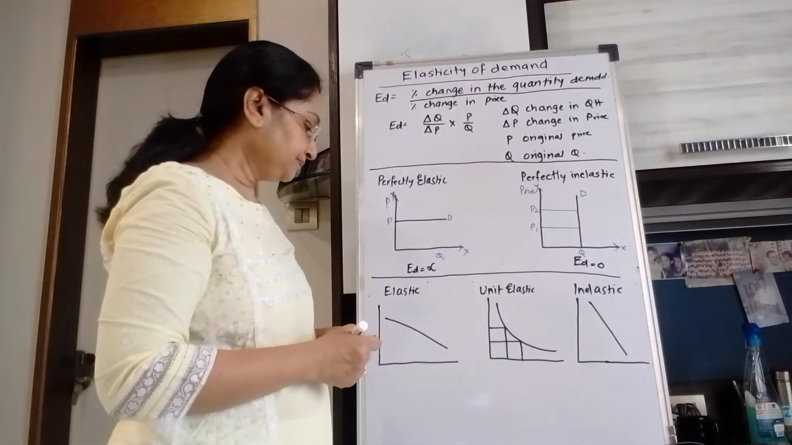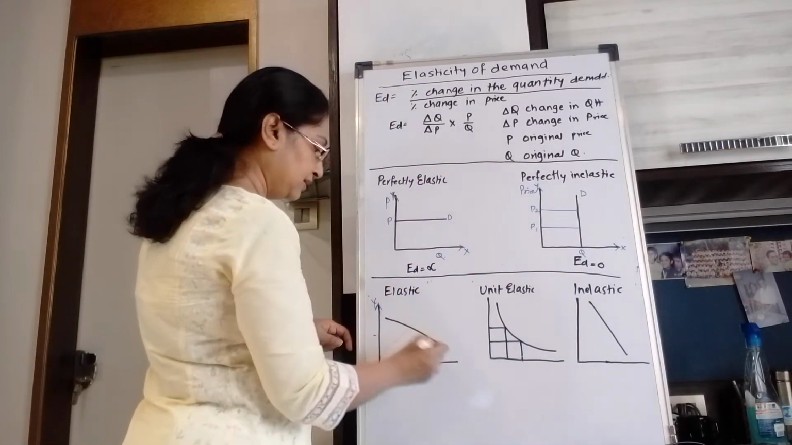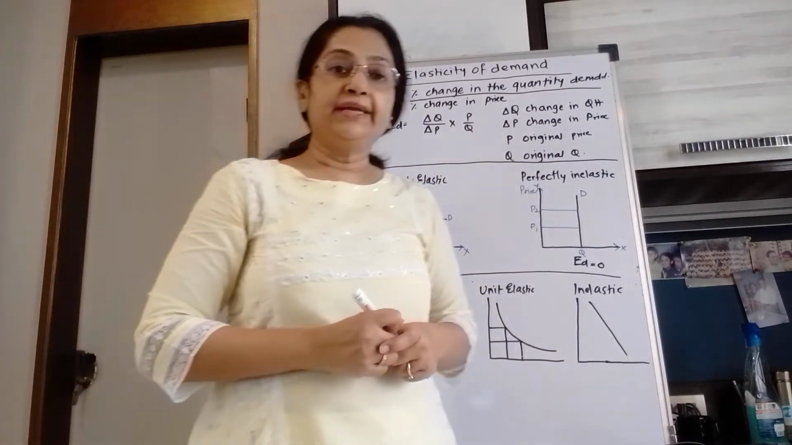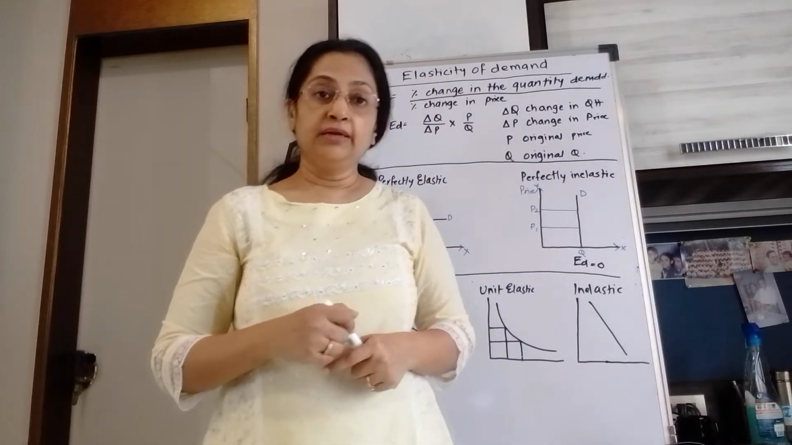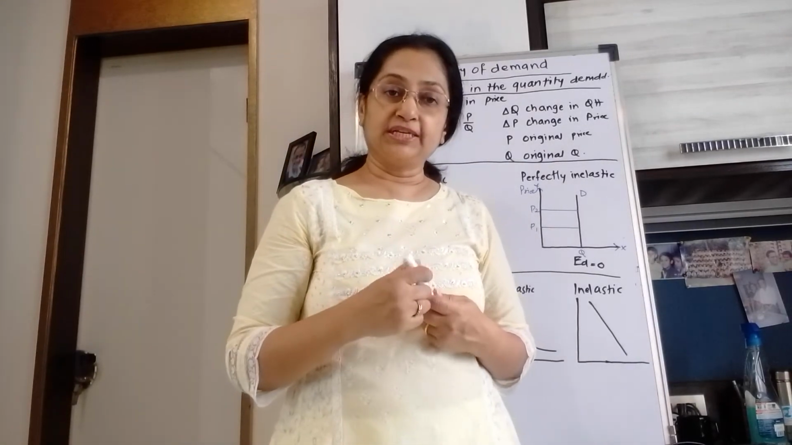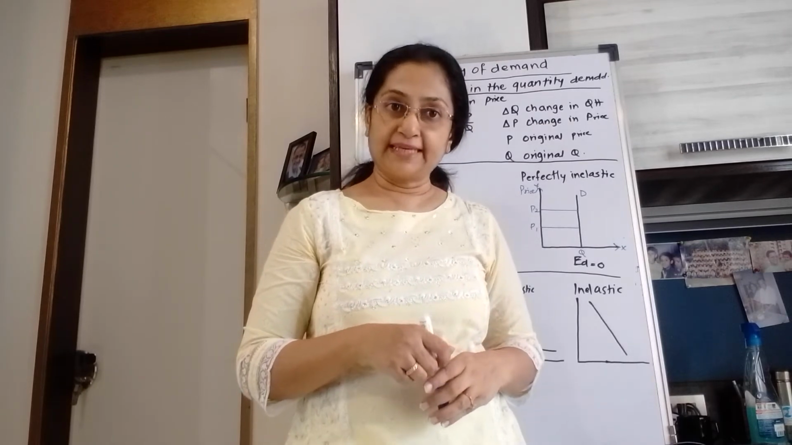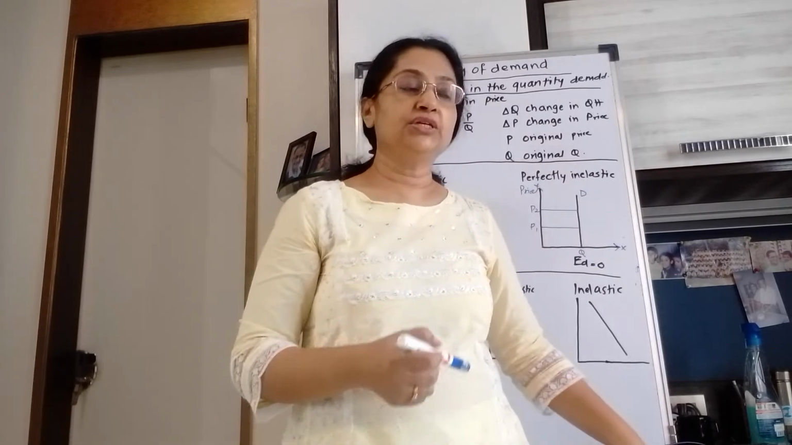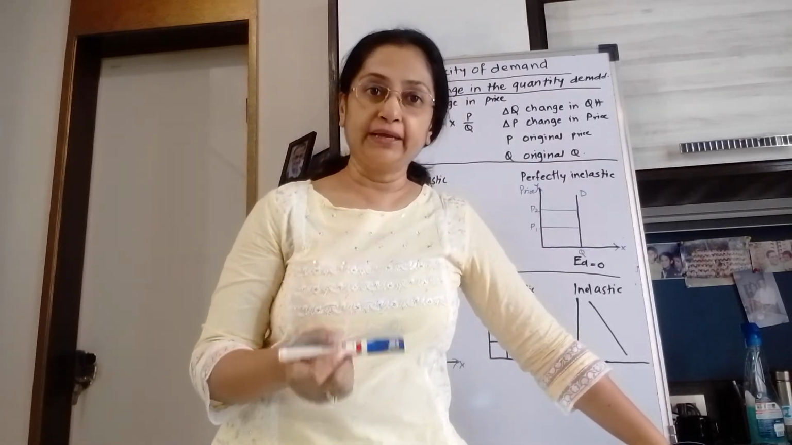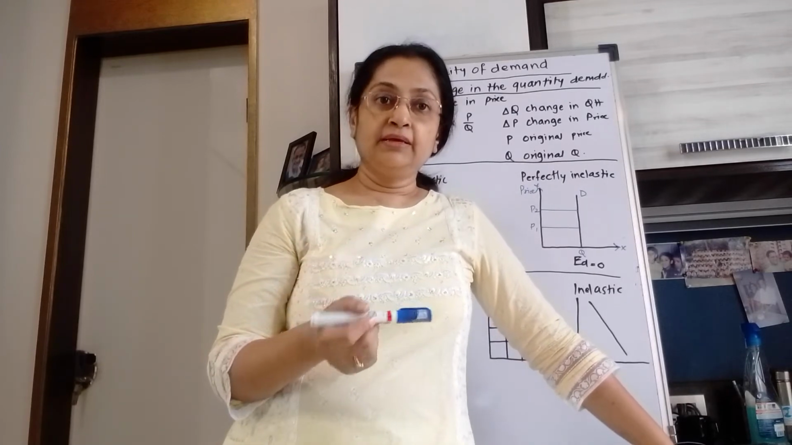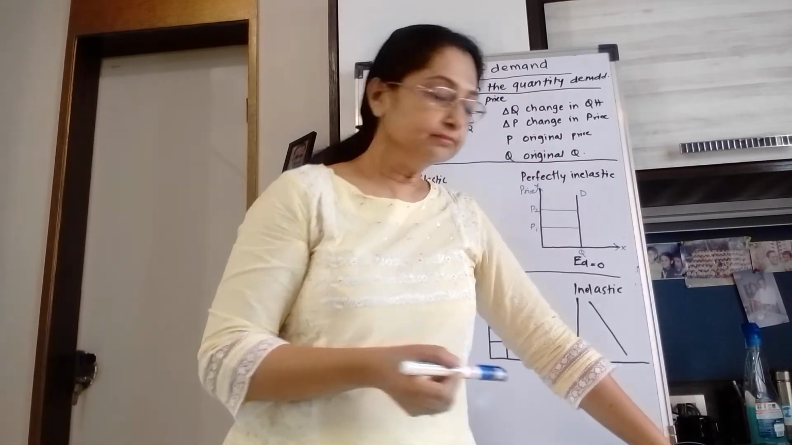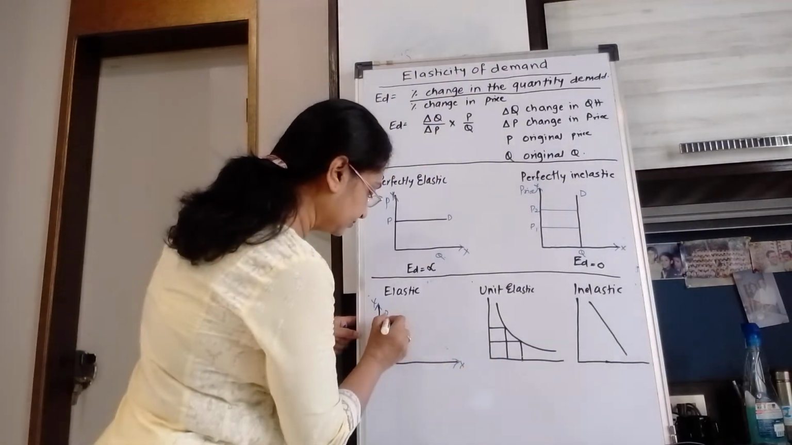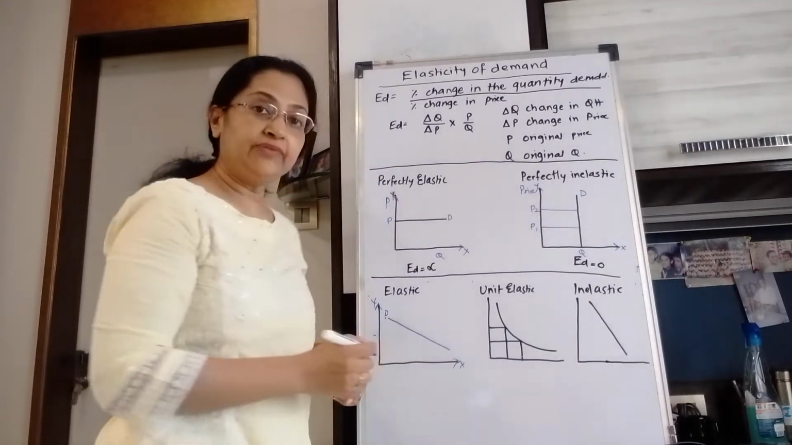Coming to elastic demand. Elastic demand can be defined as when the quantity demanded changes to a larger extent as compared to the change in price, we term it as elastic demand. Or you can define it alternatively, when the percentage change in the quantity demanded is greater than the percentage change in price, we term it as elastic demand. In this case, you get a flatter demand curve.